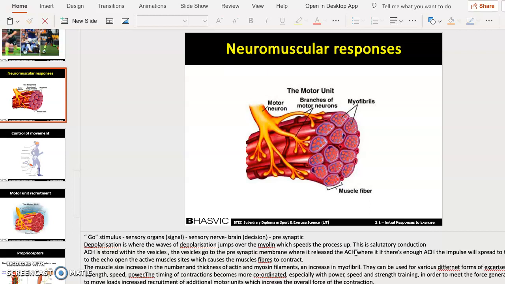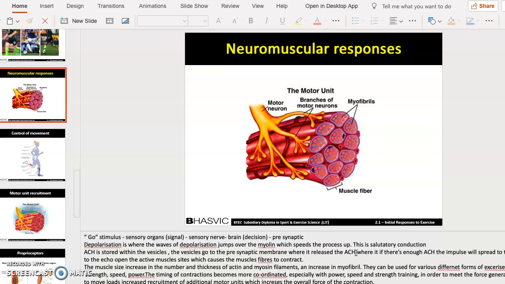The muscle size increases, with an increase in the number and thickness of the actin and myosin filaments, and an increase in myofibril. They can be used for various different forms of exercise, such as strength, speed, and power.